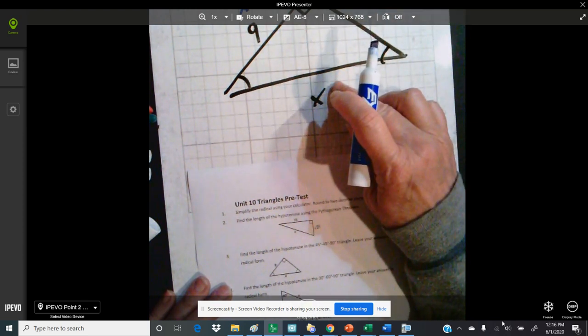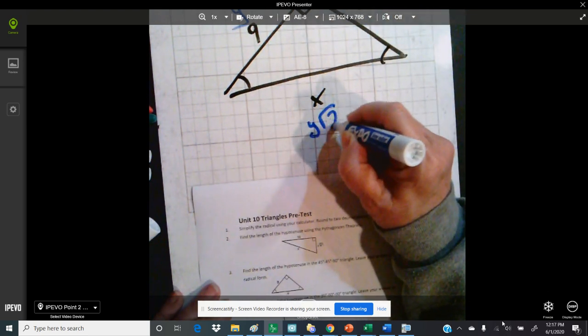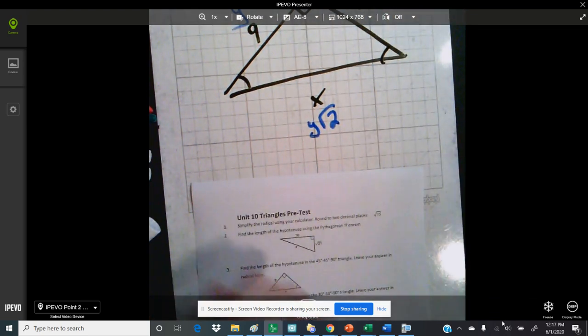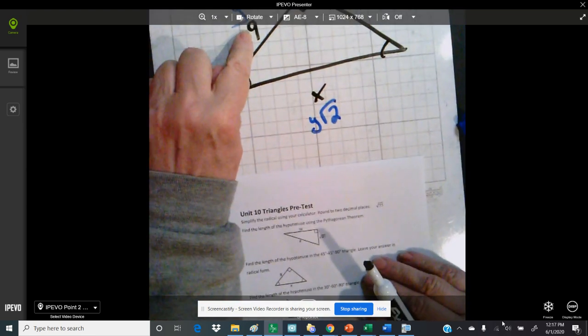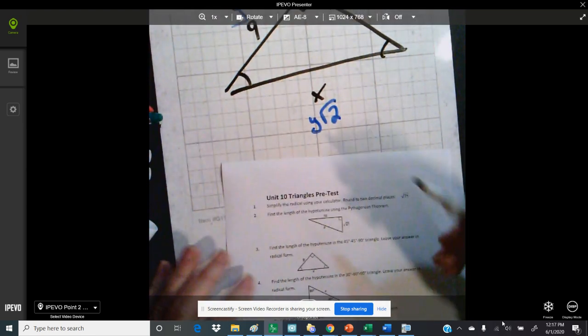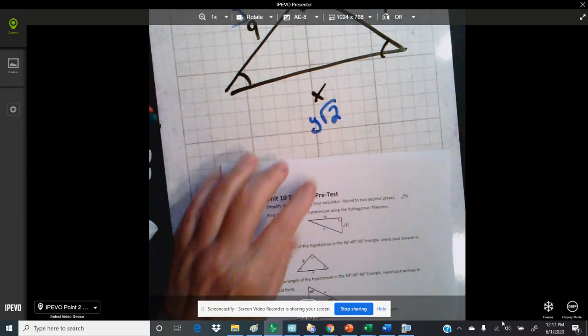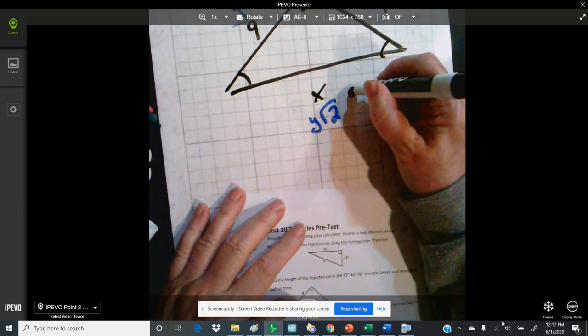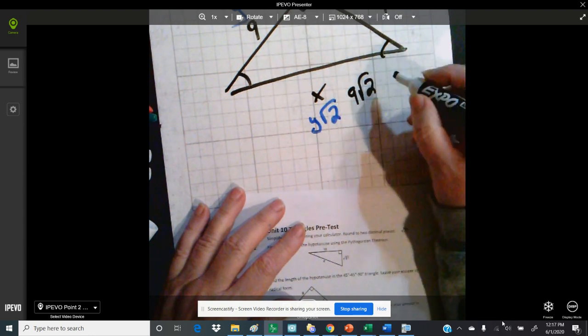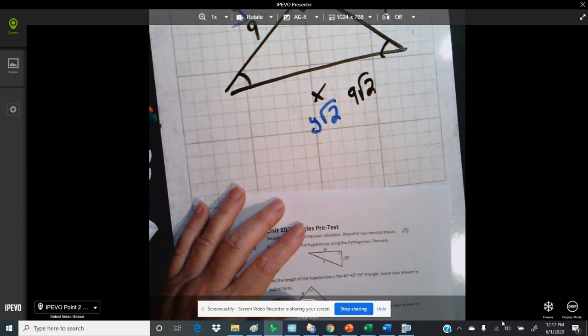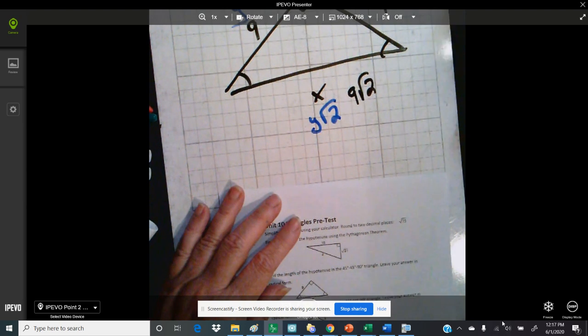And I probably should have used a different variable. Let's use that. We'll call this y. We'll call this y. And so we'll call this one y times the square root of 2. So in this case, we know that y is 9. So we know that this side is also 9, but it didn't really ask us for that. So if y is 9, we know that this side has to be 9 times the square root of 2. So this side here would be 9 times the square root of 2.